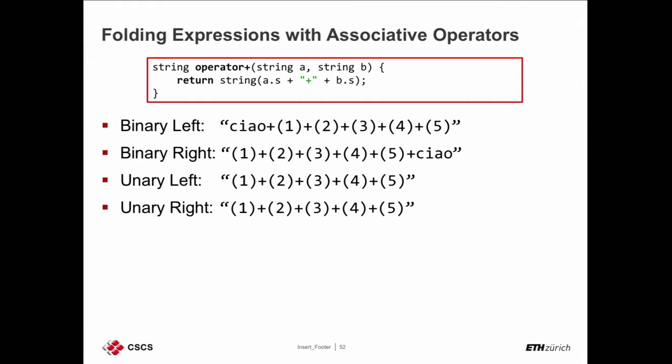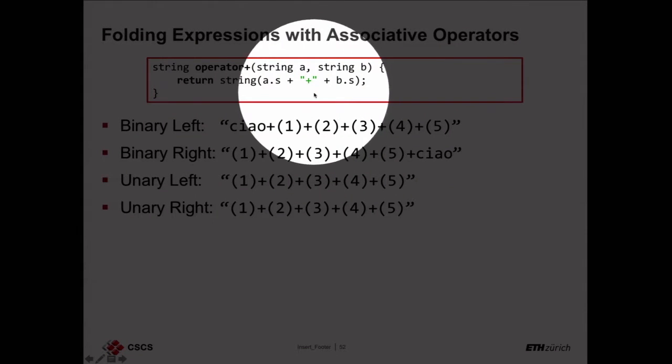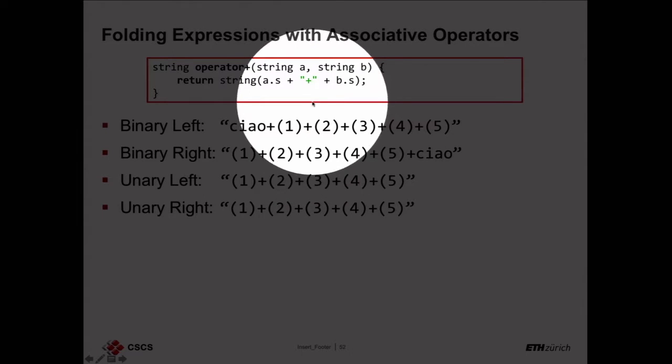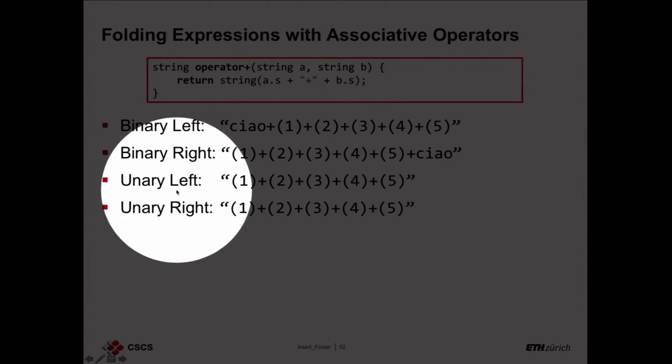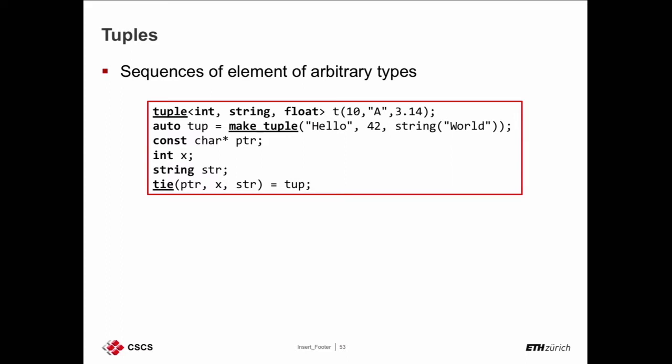Well, in this case, since my operator behaves like the usual one, so you put the plus in the middle, the unary left and the unary right look exactly the same. But if your operation is not associative, not commutative, then you get different stuff. So you get stuff happening in a different order.